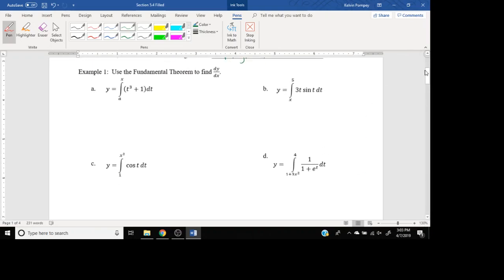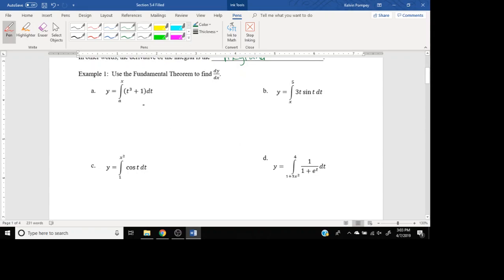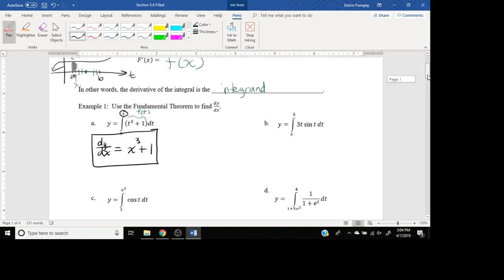So example 1 says, use the fundamental theorem to find dy/dx, right? I have y equals the integral from a to x of t cubed plus 1 dt, right? So this is my little f of t. That's a continuous function on an interval that starts with a and is going to end at b. This is actually continuous for all real numbers. And basically, I want to find dy/dx. Well, based off of the fundamental theorem of calculus, dy/dx is going to equal my integrand evaluated at x, right? And so everywhere I see a t, I'm going to replace that with x, and I get x cubed plus 1.